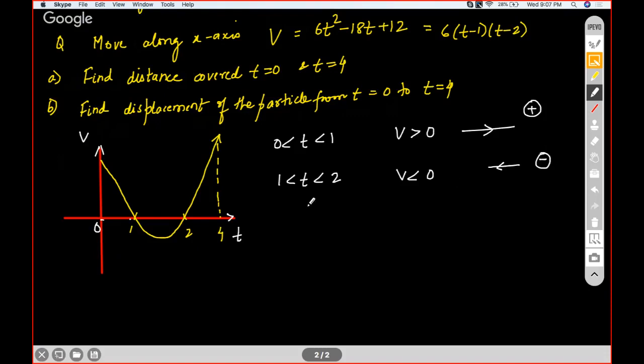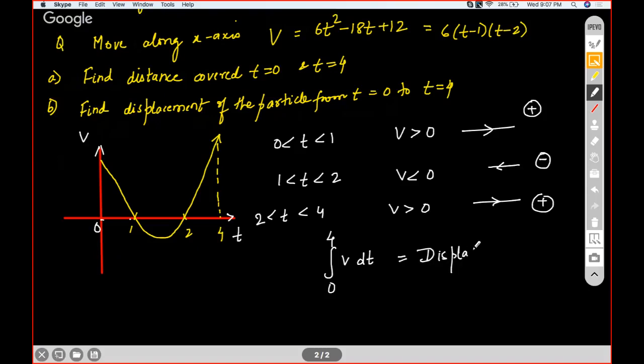Similarly, from t equal to 2 to 4, v is positive again, so the particle will be moving to the right, again a positive displacement. When you directly integrate from 0 to 4, it gives you the displacement, because this expression automatically takes this as positive, this as negative, and this as positive again. But we cannot use this for the distance formula, because in the distance formula we have to manually make this positive.